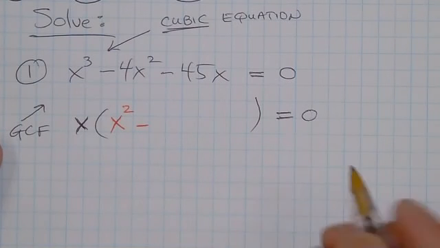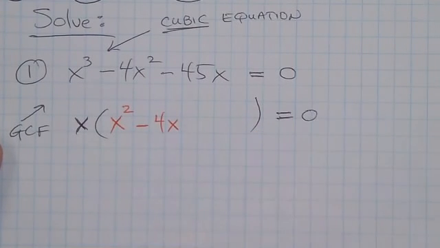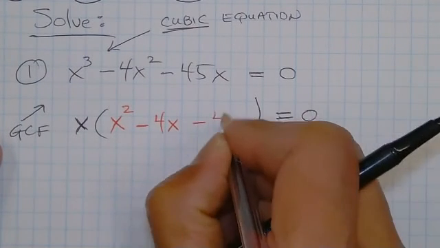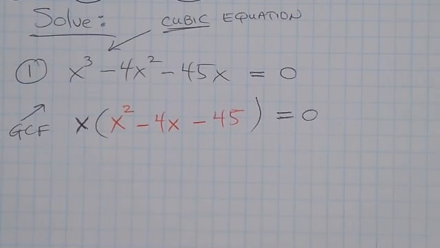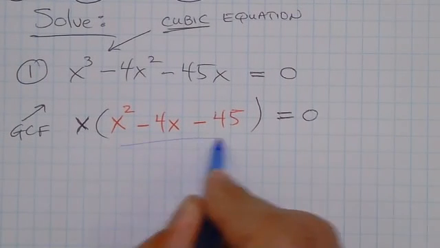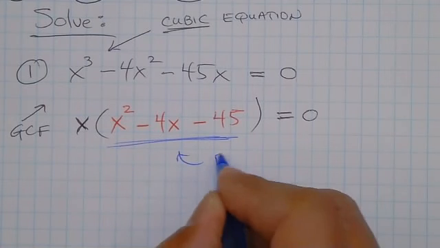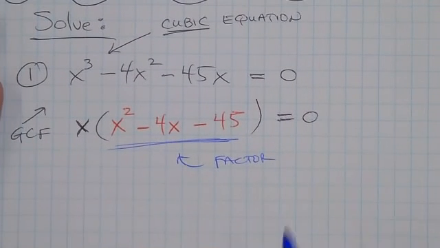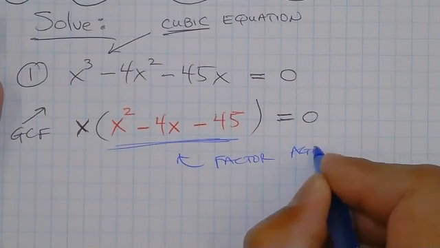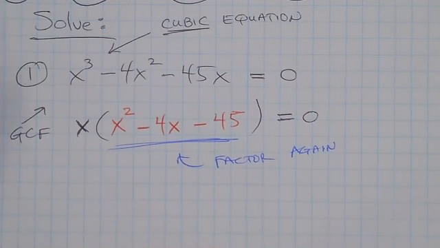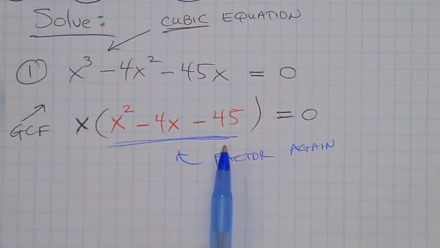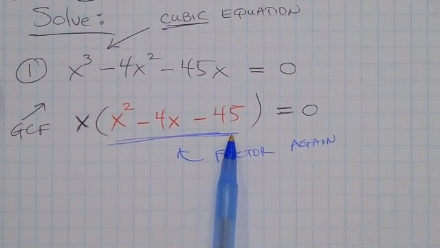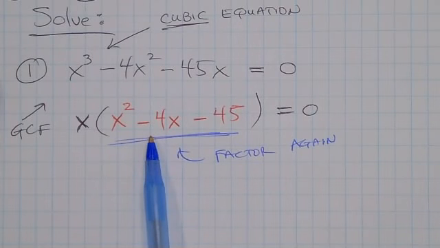x to the power of 2, x squared, correct. Minus 4x, correct. Minus 45, correct. And see now, like yesterday's assignment, now you got to look in here. You can factor again. But this one's not a GCF kind of factor. This is a product of binomials.